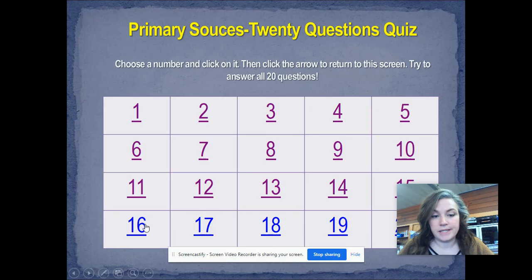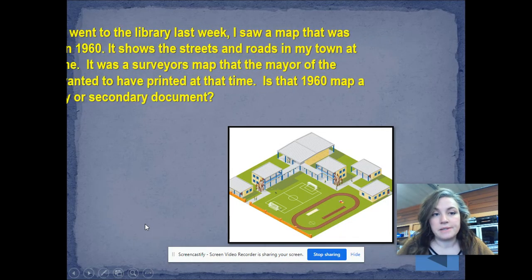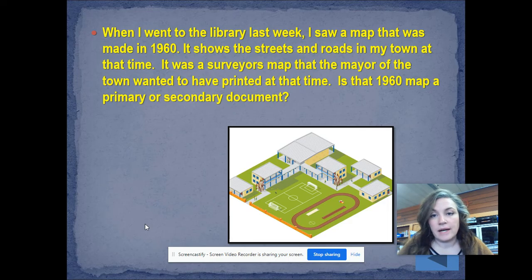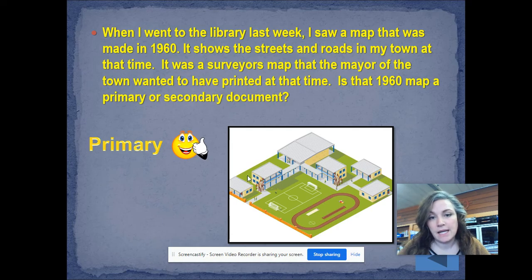All right, we are on number 16. This one says, when I went to the library last week, I saw a map that was made in 1960. It shows the streets and roads in my town at that time. It was a surveyor's map that the mayor of the town wanted to have printed at that time. Is that 1960s map a primary or secondary document? So think about when the map was created. And that one would be primary, okay, because it was created in 1960 and has been preserved in its same format in the library ever since.